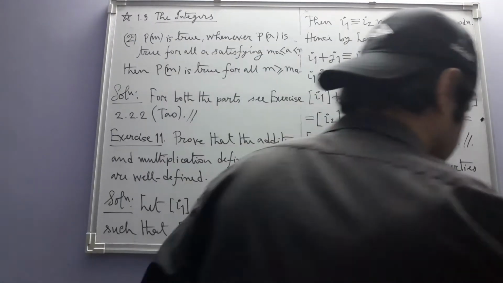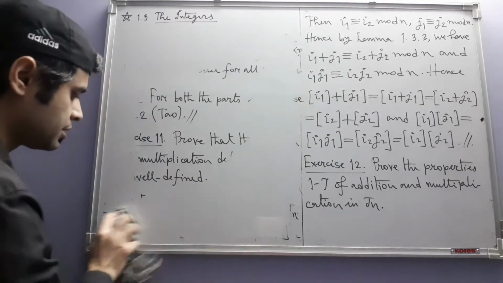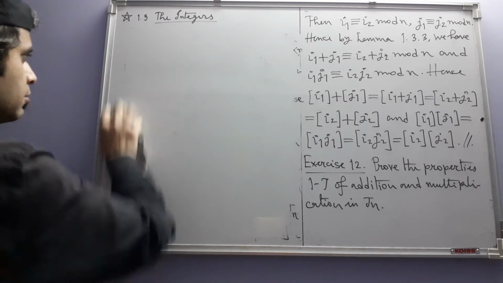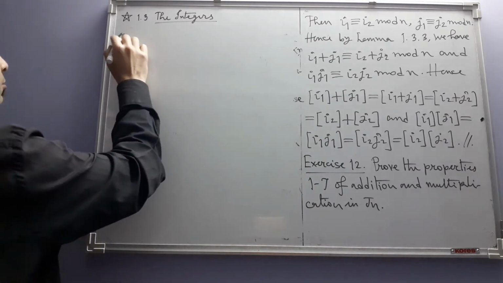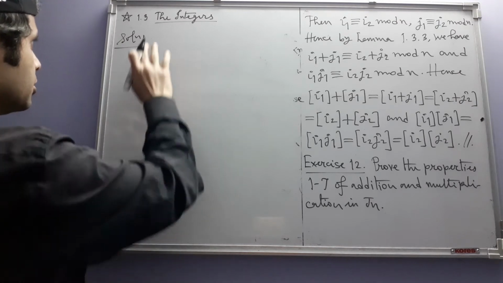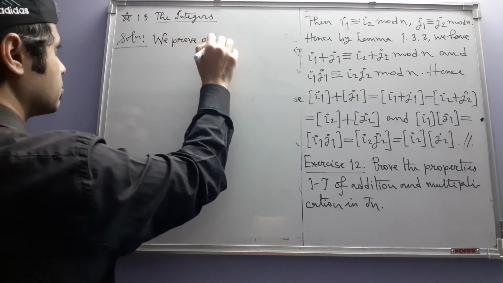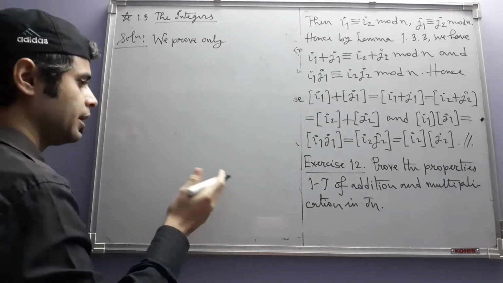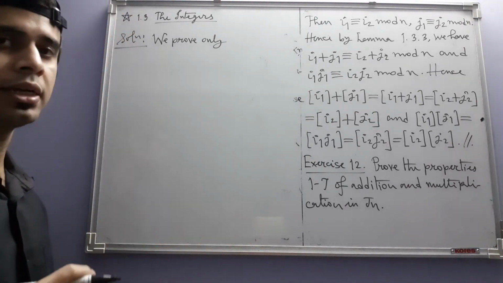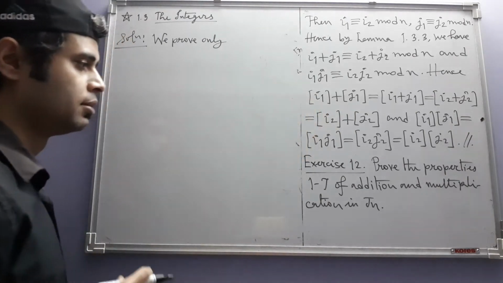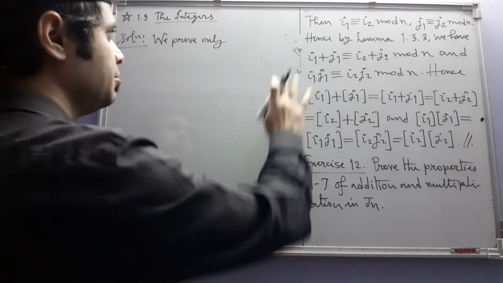That's how I wrote the solution. We will just maybe show one of them in detail and the others will follow similarly. Solution. We prove only one. Anyone we can choose. In this case, all of them follow from basically the same idea. That's why it does not make sense to choose the lengthiest one, which will maybe show you the most complicated proof. It's not like that. All of them are similar.